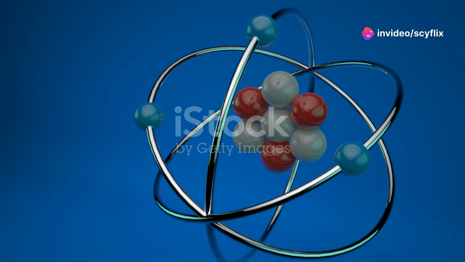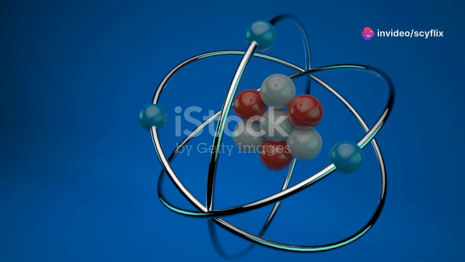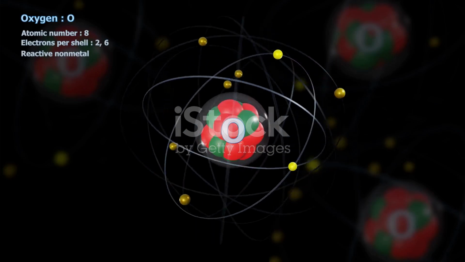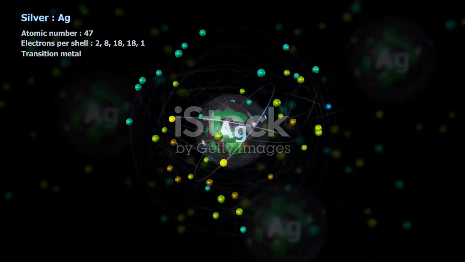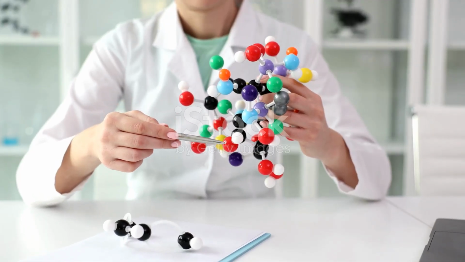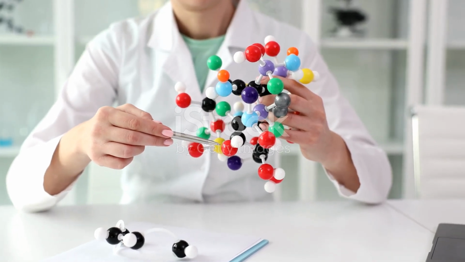So, to recap, ions are atoms that have gained or lost electrons to become more stable. Positively charged ions are called cations, while negatively charged ones are anions. They form ionic bonds and are essential to both our bodies and countless materials around us.